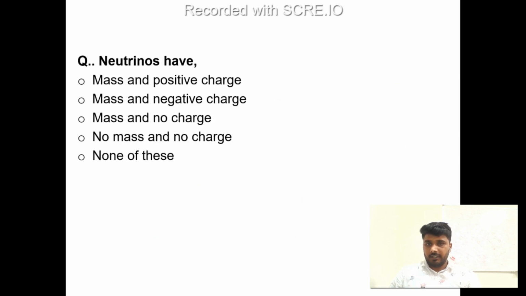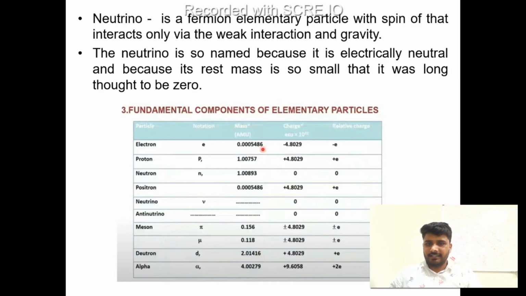Mass and positive charge. Mass and no charge. I think this table you can see here. So this is the neutrino. There is no mass, no charge.